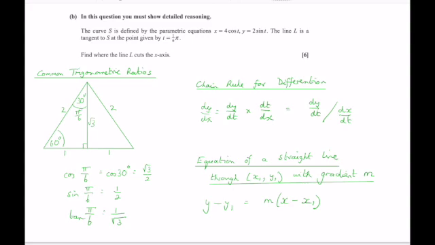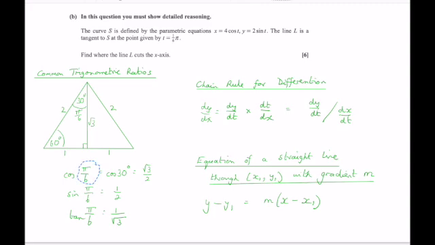For the second part of the question, we need three skills which are not given in the formula booklet. The first is a knowledge of the trigonometric ratios of pi by 6 or 30 degrees. If you can't remember them, you can very easily find them for yourself by drawing an equilateral triangle of side 2, splitting it into two congruent right-angled triangles, and working them out from there.